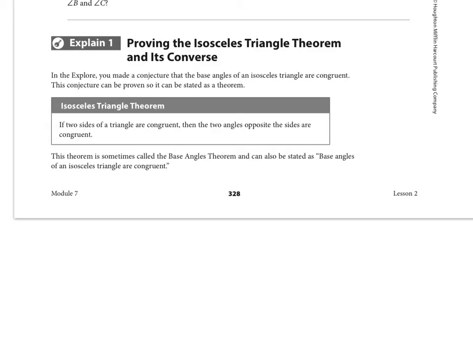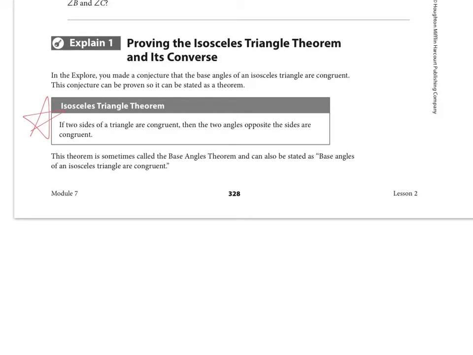So I'm here on page 328, as you can see, and we're going to highlight one theorem, which is the isosceles triangle theorem. So make sure you put a star next to that or highlight whatever you're doing to keep track of those important pieces. It says if two sides of a triangle are congruent, then the two angles that are opposite those sides are congruent. This theorem is also sometimes called the base angles theorem, but usually we talk about the isosceles triangle theorem as its name.